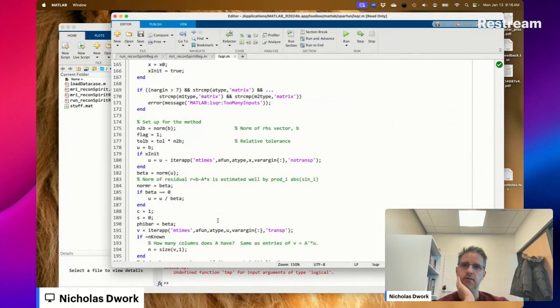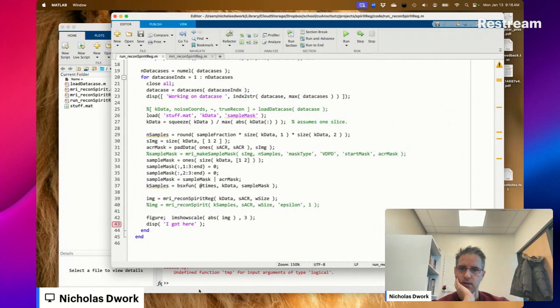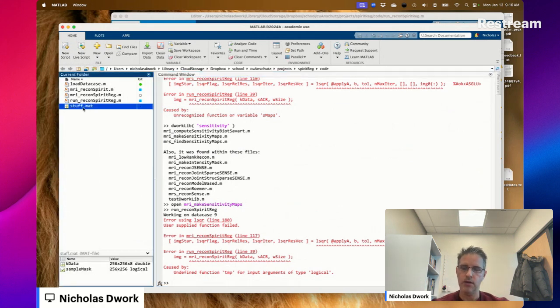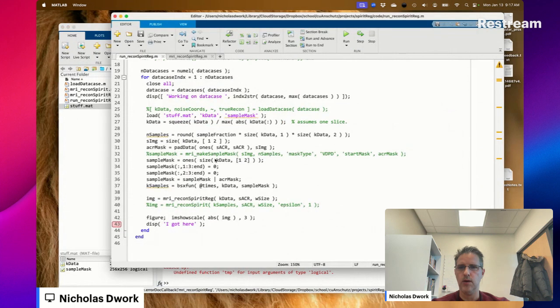User supplied function failed. Okay. So we got as far as calculating LSQR. I don't know. Oh, right. That's all to load stuff in. Undefined function temp for arguments of type logical. What?